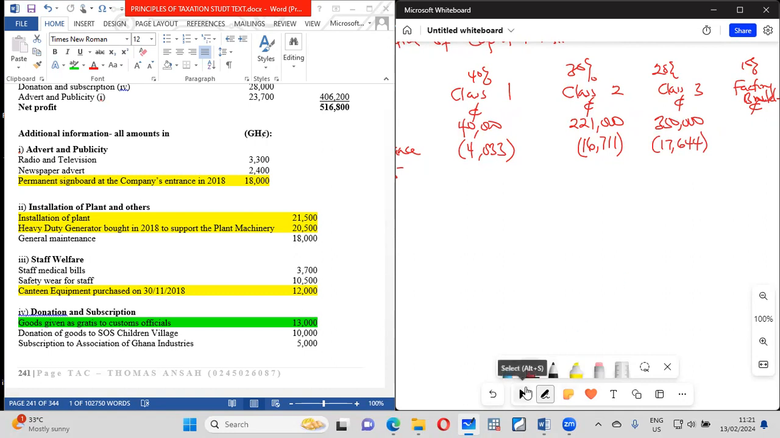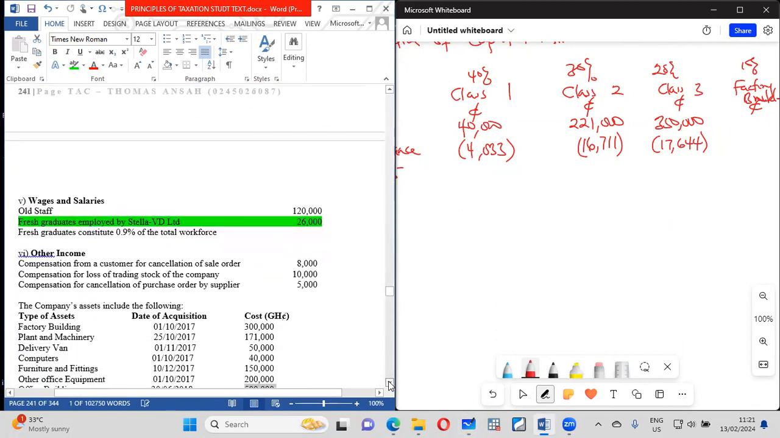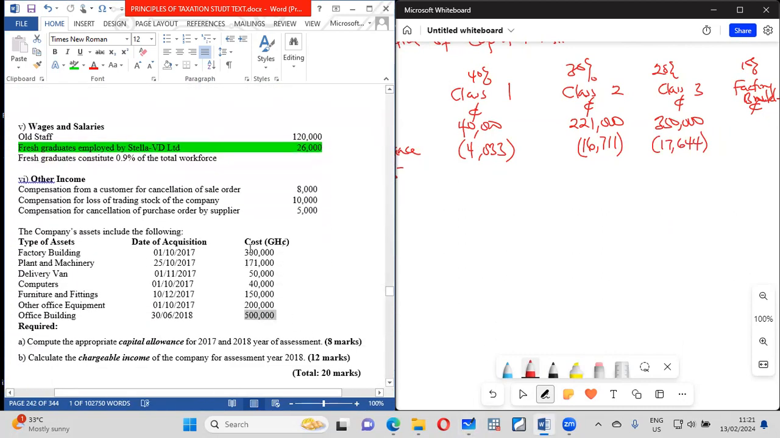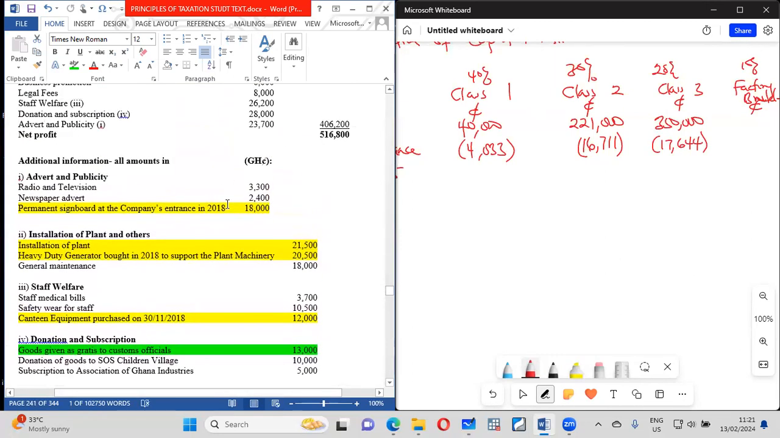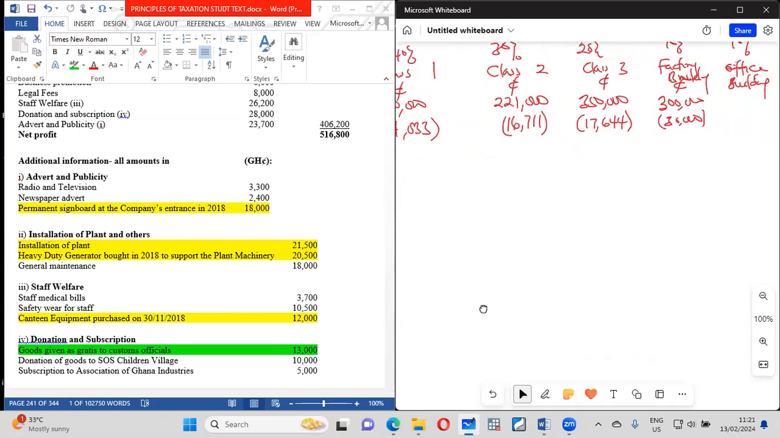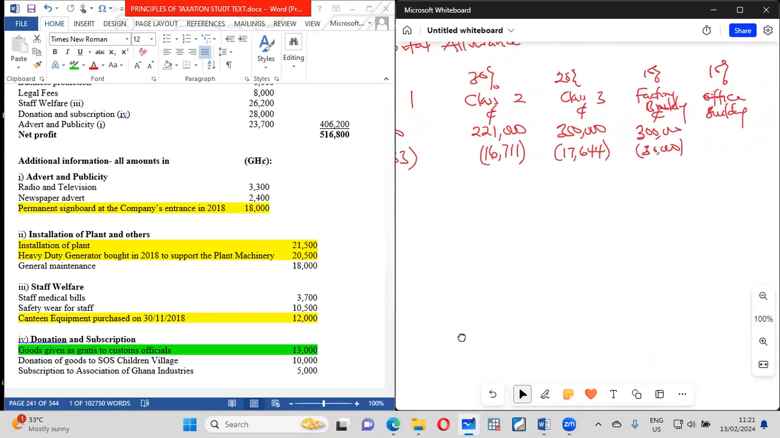Then the factory building. So the factory building, we had two. This one was just 300,000. That is what we have. Then there was the 18,000 that was there, which was rather in which year? 2018. All right. So we have 300,000 here. Those ones are 10%, so it's just that. We don't have any office building yet. So total, my capital allowance for the year 2017.